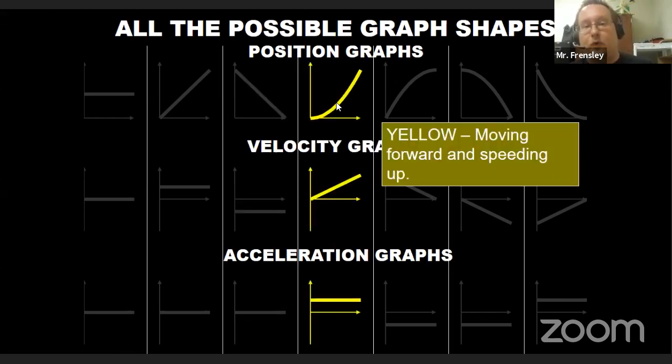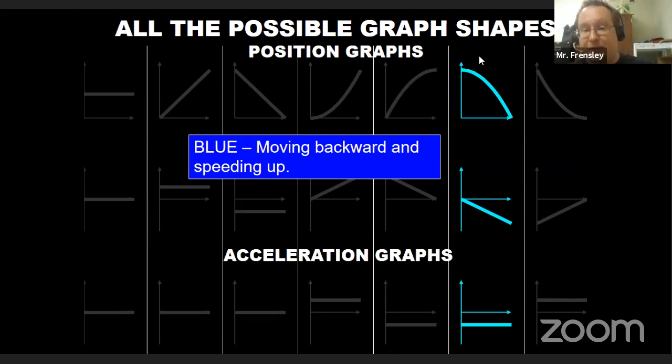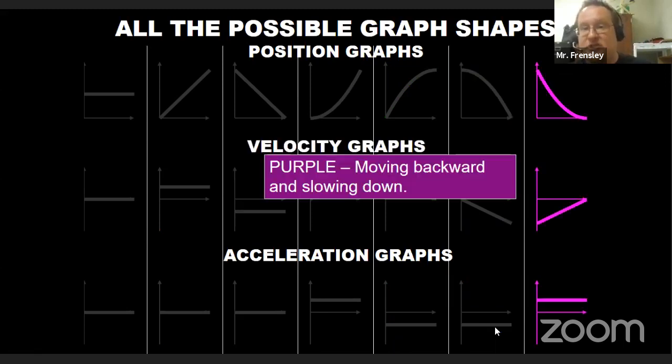Here is moving forward and speeding up. Here is moving forward but slowing down. Notice forward and slowing down is a negative acceleration. Moving backwards and speeding up is also a negative acceleration. And moving backwards and slowing down, that's a positive acceleration now.